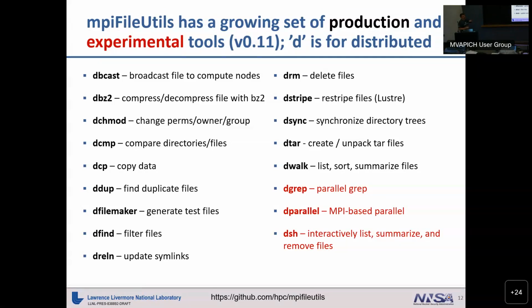dbz2 is a parallel compression tool. So if you have a large file, especially a large text file, and you want to compress or decompress it, dbz2 can help with that. dchmod is like a parallel change mode and change group combined into one. dcmp is a way to compare a set of directories and files bytewise. dcp is the copy tool that I already talked about. ddup is a way to identify duplicate files on your file system. It does that in an efficient way using a hashing mechanism.